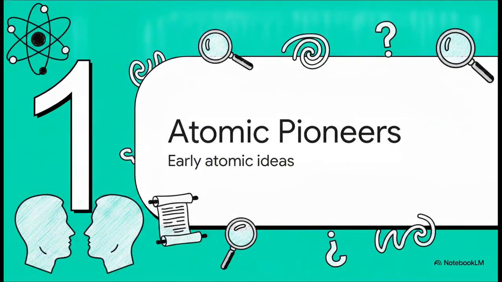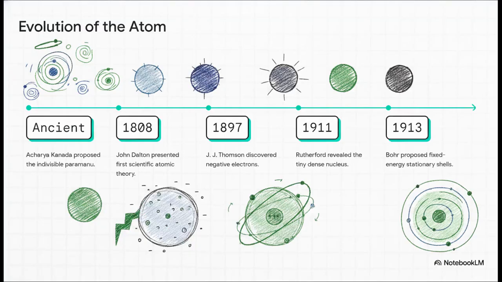All right, let's kick things off with Section 1, Remembering the Atomic Pioneers. It's fascinating, isn't it? The philosophical idea of the indivisible paramanu was brilliantly proposed by Acharya Kannada in ancient India, long before modern tech. This concept gradually evolved through rigorous scientific experiments. By 1808, John Dalton gave us the first formal scientific theory of an indivisible atom. But, as we know, late 19th century radioactivity threw a massive spanner in the works.